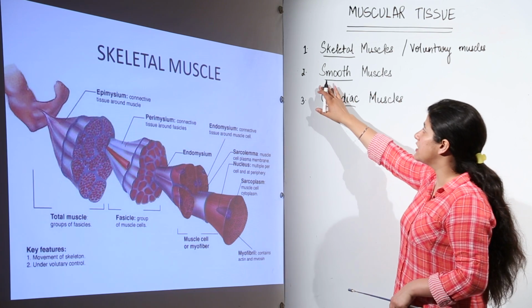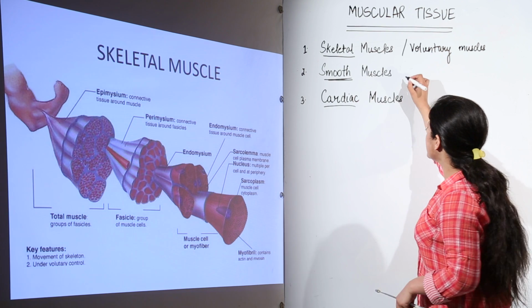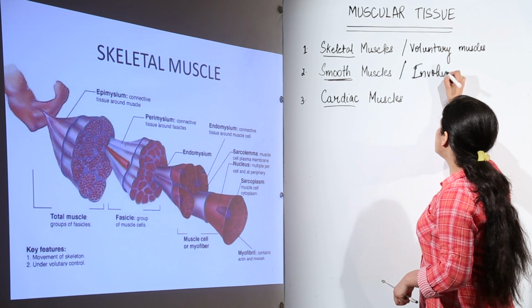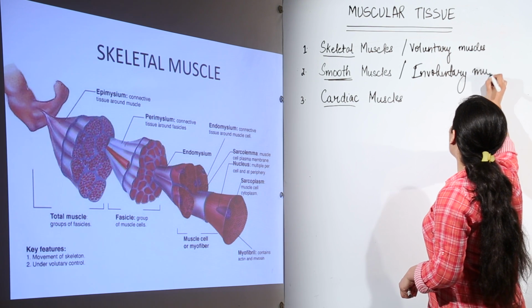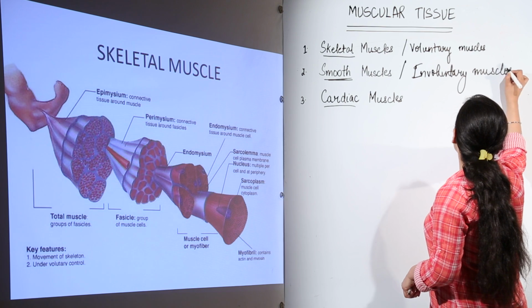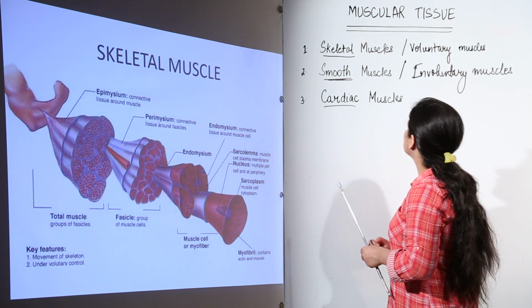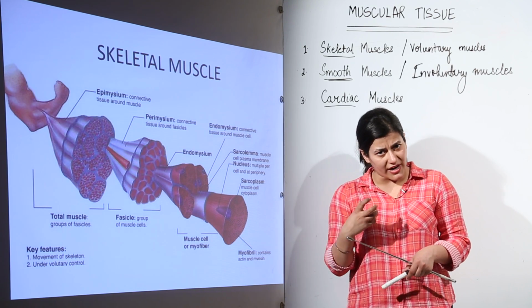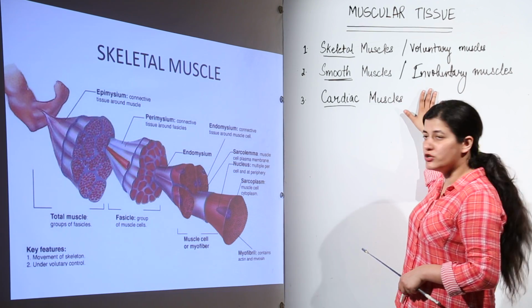Then comes the context of smooth muscles. These muscles are involuntary muscles. That means these are muscles, but they are not under your own control. Suppose you take the example of your stomach. Whenever it pains, the muscles are contracting and relaxing. That is not under your control. So those are the involuntary muscles.